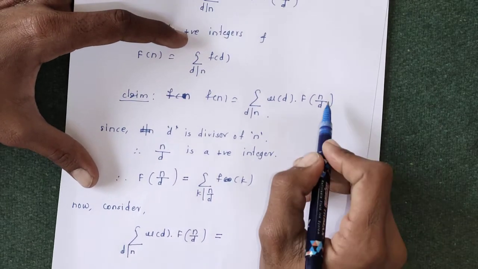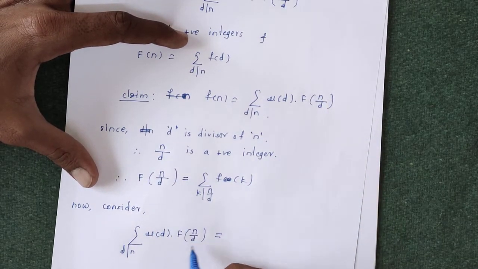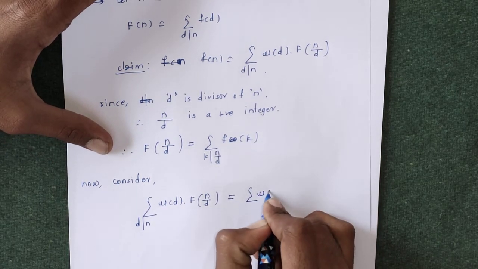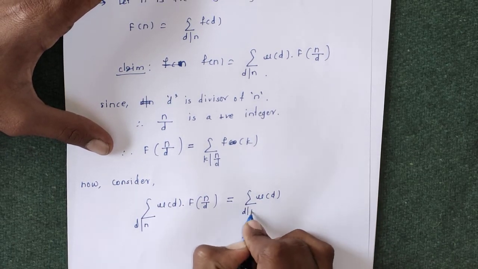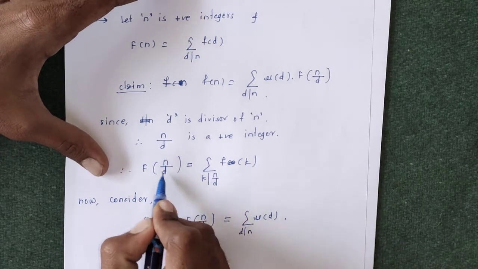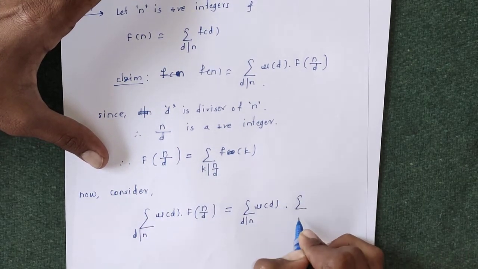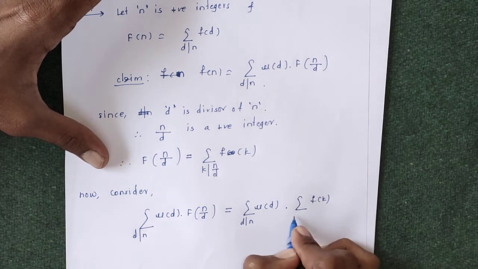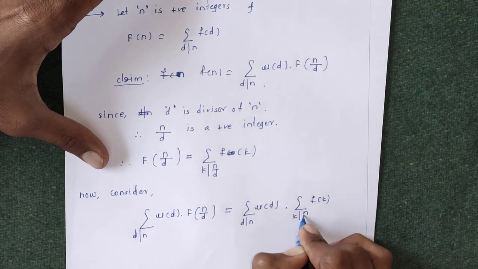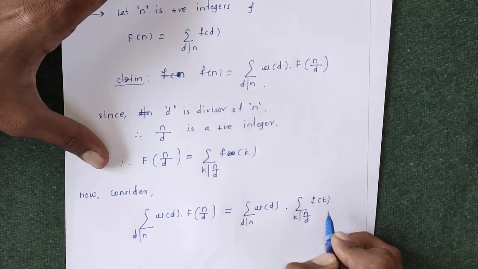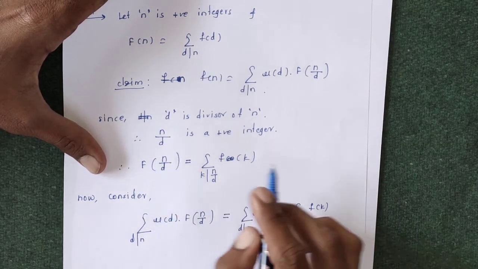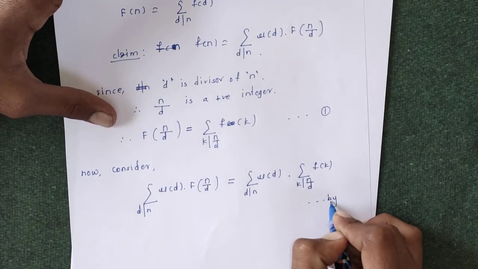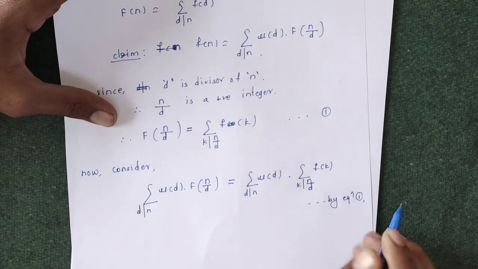So just writing the value of f of n by d here, you will get the summation of mu of d, where d divides n, as it is, into f of n by d, which is the summation of f of k, where this k is a divisor of n by d. This is by using the value of f of n. Suppose this is equation 1, and this is by equation 1.